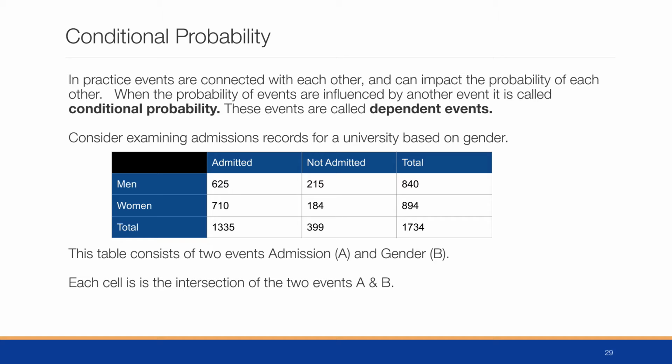Let's consider examining admissions records for a university based on gender. This table consists of two events, admissions A and gender B. Each cell is the intersection of the two events. So we create this table where we had 625 men admitted and 215 men not admitted, 710 women admitted, 184 not admitted. The totals could go straight across. There were 840 men, 894 women, and then vertically we can count them as well by adding them, and we have 1,335 admitted, 399 not admitted, with a total of 1,734 applicants.